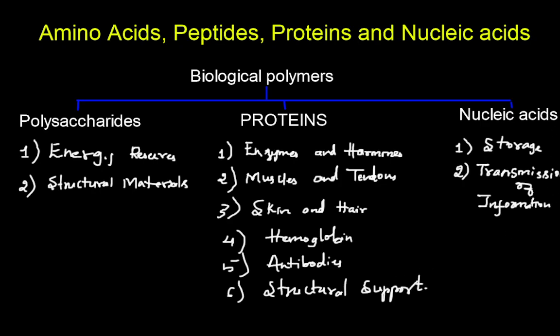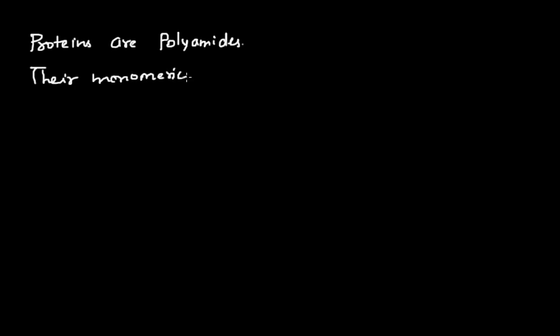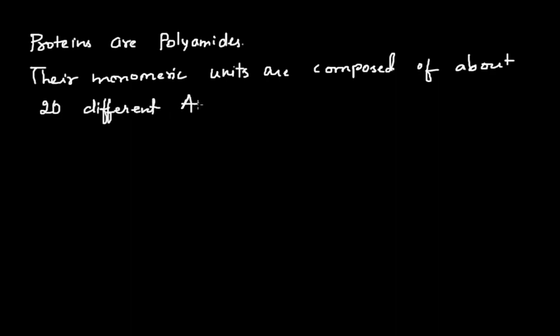So, what are these proteins and what are proteins made up of? Proteins are polyamides. Their monomeric units are composed of about 20 different amino acids. Amino acids contain two functional groups. One is the acid functional group, carboxylic acid, and also they contain the amine functional group, NH2.